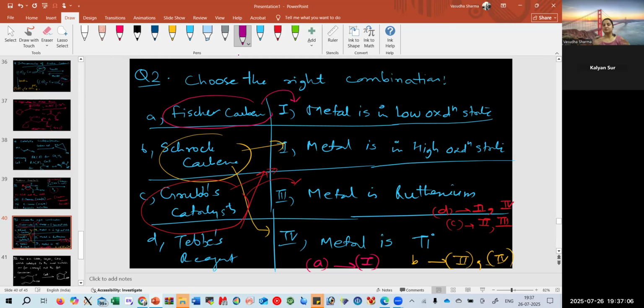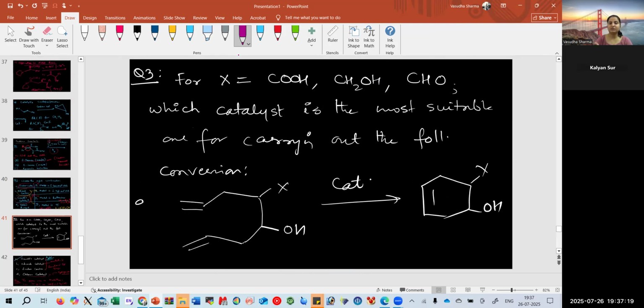Say, for example, for a Fischer carbene, the metal has to be in a low oxidation state. For Schrock, the metal would be in a high oxidation state. Also, the metal can be titanium because it comes under early transition metals, and so on and so forth. The third question was regarding X equals these many different substituents, so which catalyst is going to be the most suitable for this reaction?